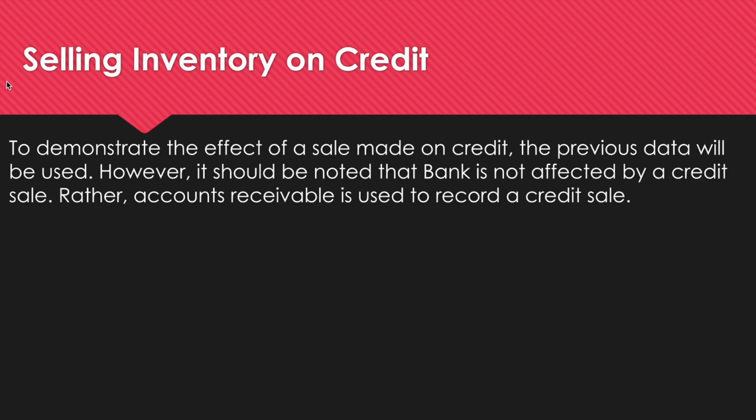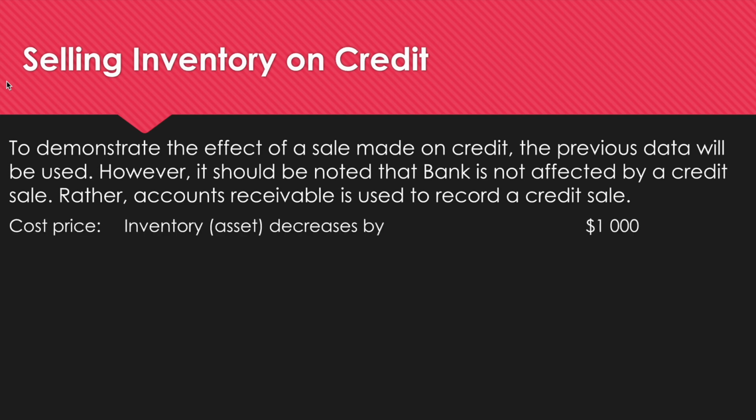So when we're selling inventory on credit, to demonstrate the effect of a sale made on credit, the previous data will be used. However, it should be noted that bank is not affected by credit sale. Rather, accounts receivable is to record the credit sale. So remember, the rule is always for cash, it's the bank that's affected, but for credit, it's always accounts receivable or accounts payable.